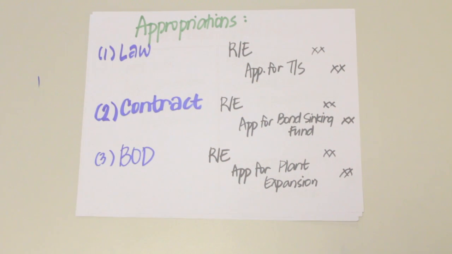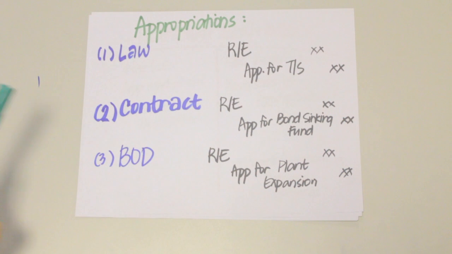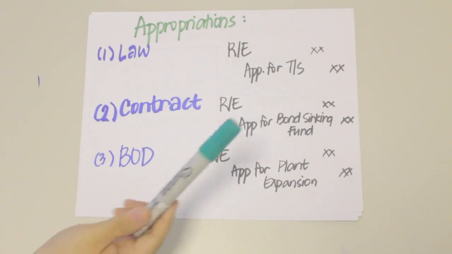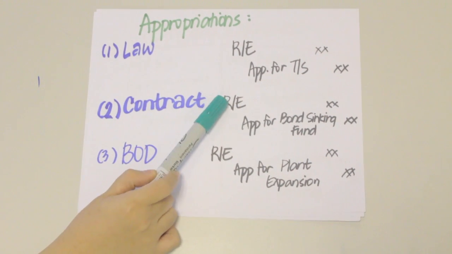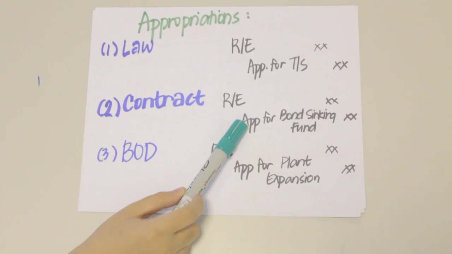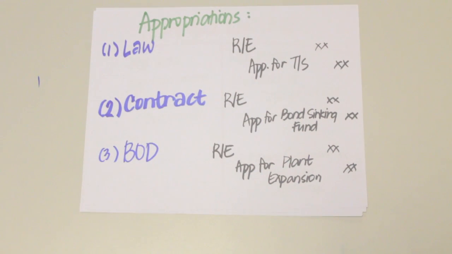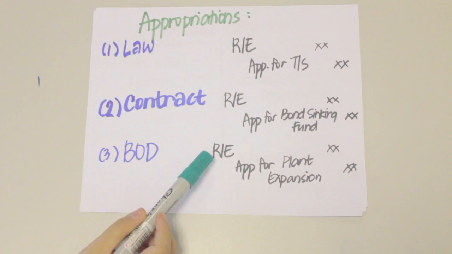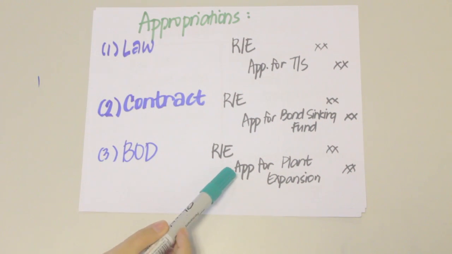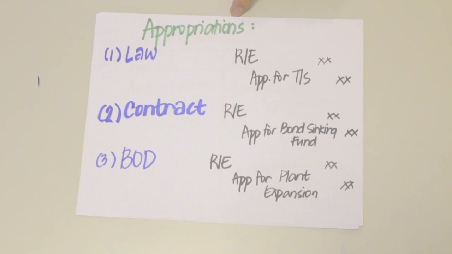Second is when it is required by contract, such as when there is a need to retain within the business assets needed for the retirement of bonds. To make this appropriation, simply debit retained earnings and credit appropriation for bond sinking fund. Third is when required by the board of directors, such as when there is a plan for plant expansion. To record this, simply debit retained earnings and credit appropriation for plant expansion.